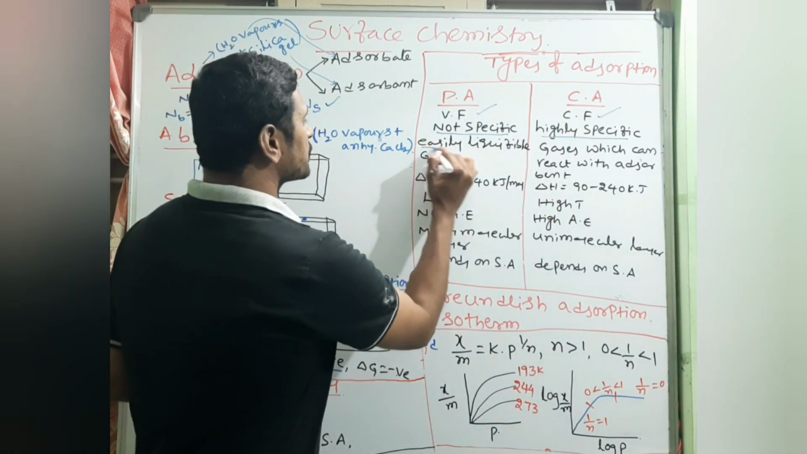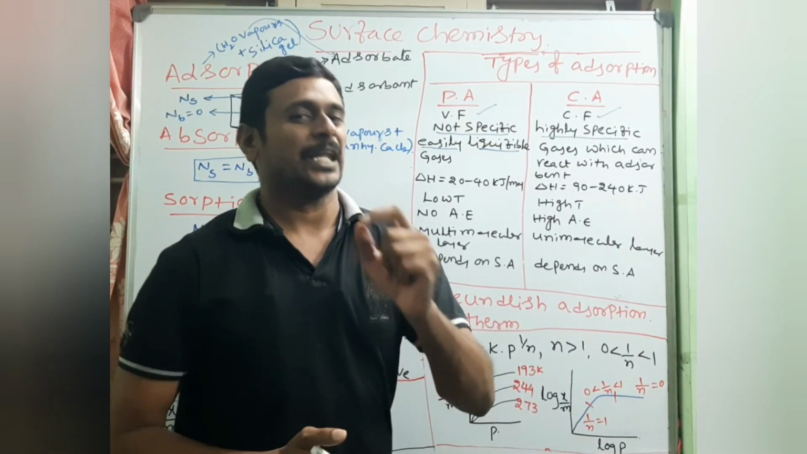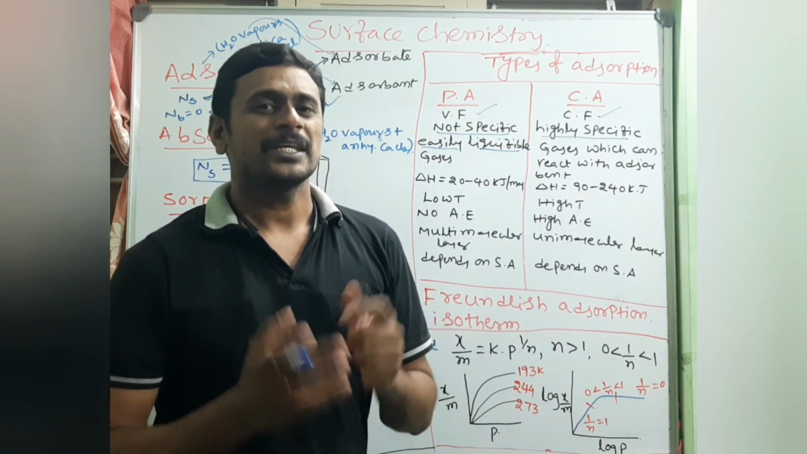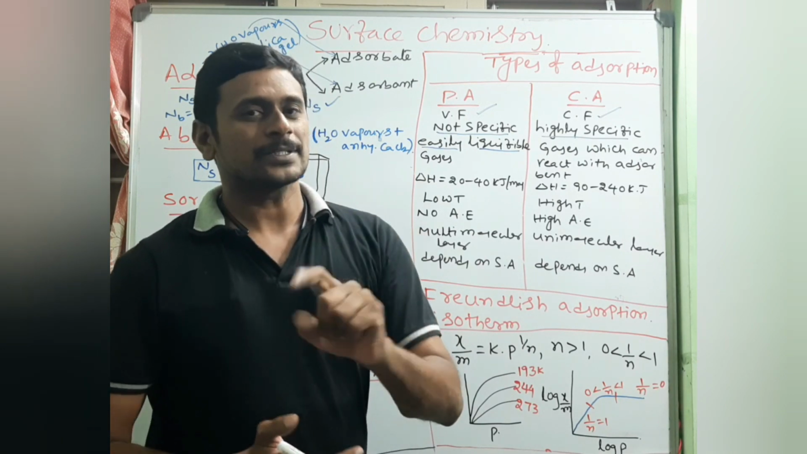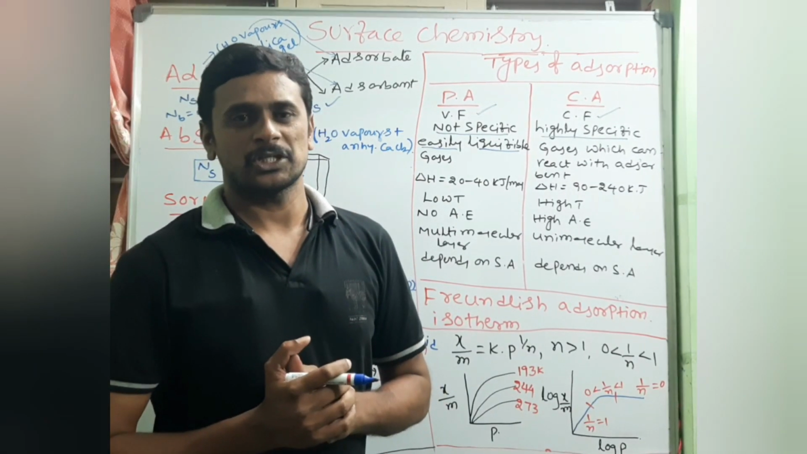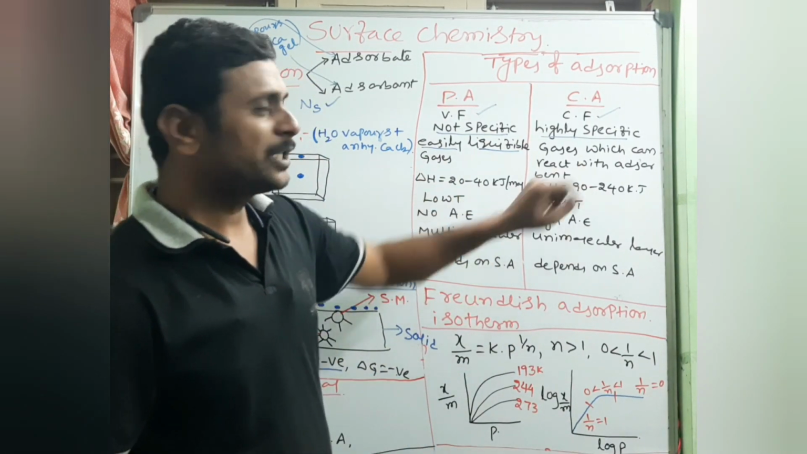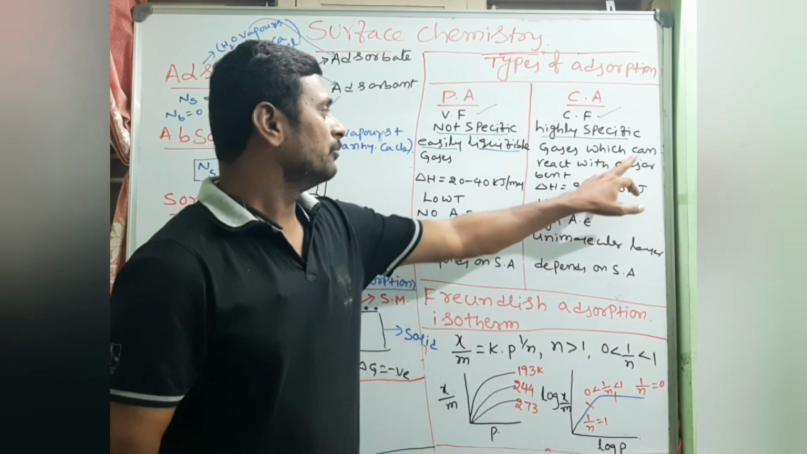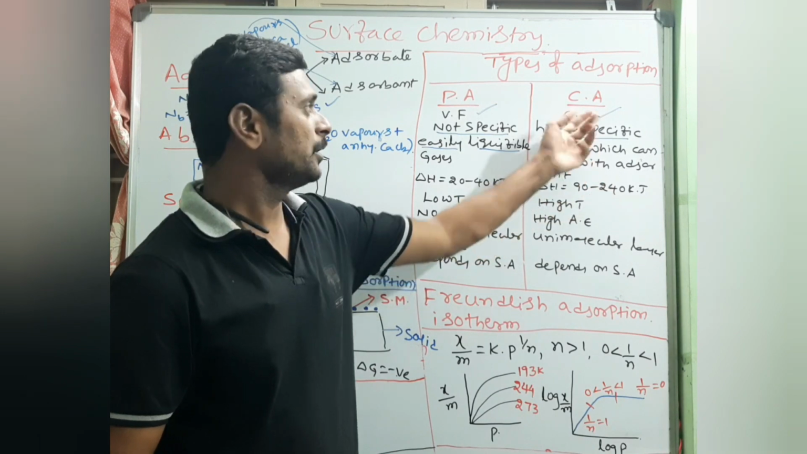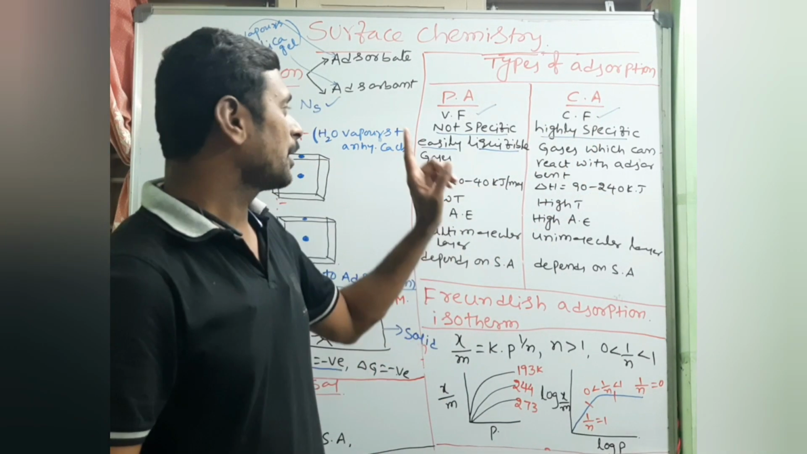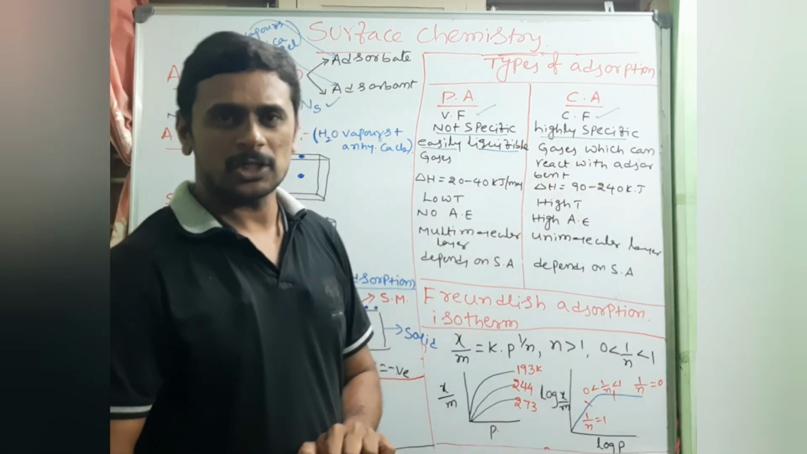Next, physical adsorption depends upon the nature of the gases, meaning easily liquefiable gases are highly adsorbed. Those gases have a high critical temperature and are easily adsorbable. In chemisorption, only those gases which can react with the adsorbent are adsorbed. Here it is the gases that can react with the adsorbent, not the highly liquefiable ones.